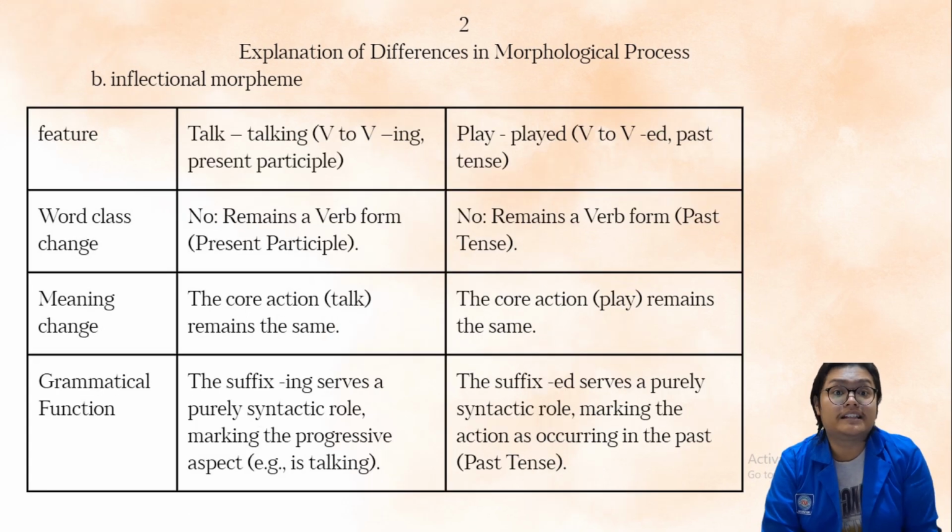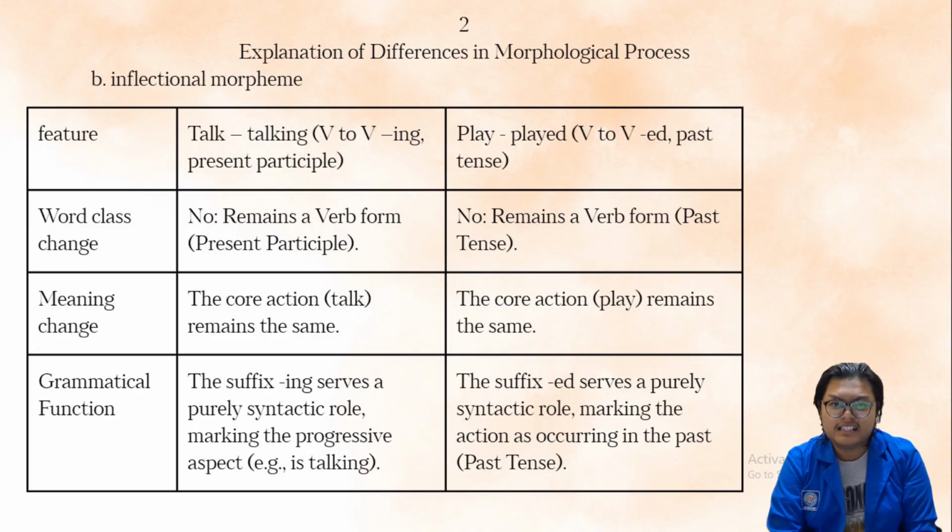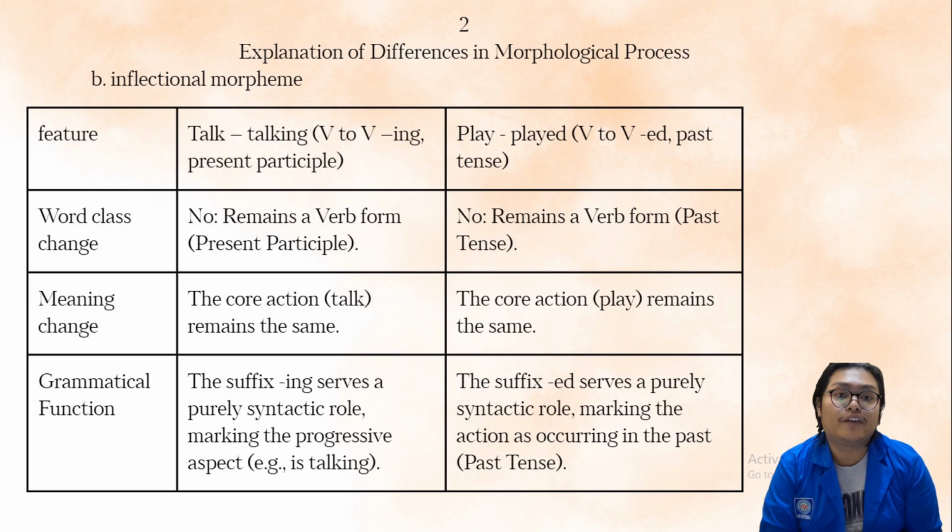Move to the inflectional morphemes. Talk to talking. Does it change the word class? No. It remains a verb. Talk is a verb. Talking is also a verb. Meaning change? The core meaning of talk remains the same, as I said before. Grammatical function. The suffix ing serves a purely syntactic role, marking the progressive aspect. Examples are talking, drinking, studying.